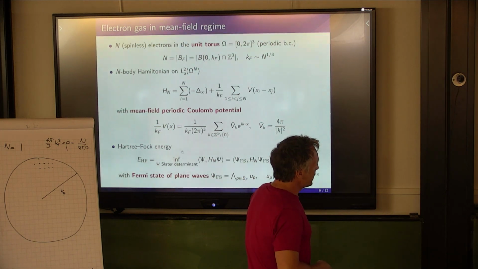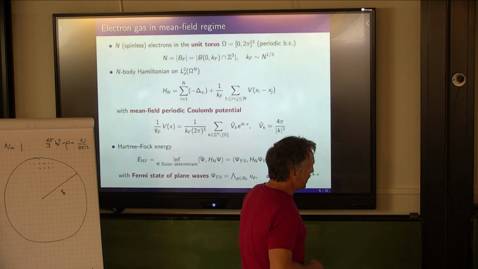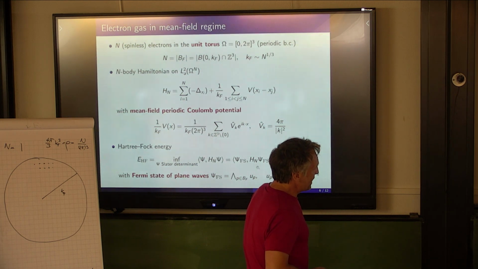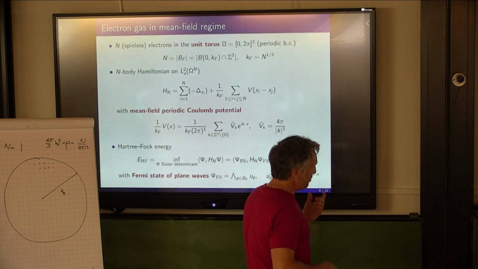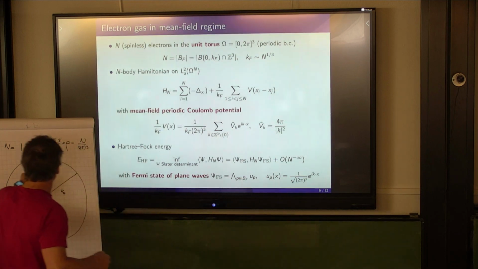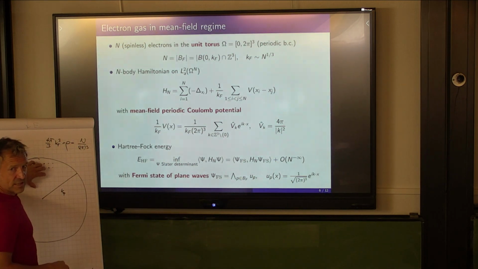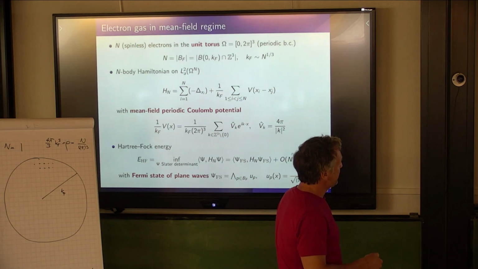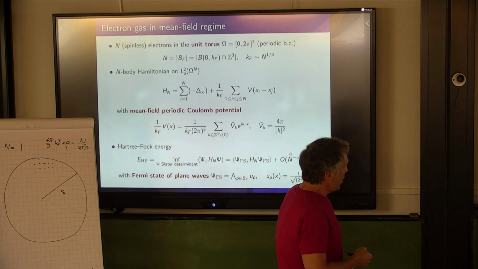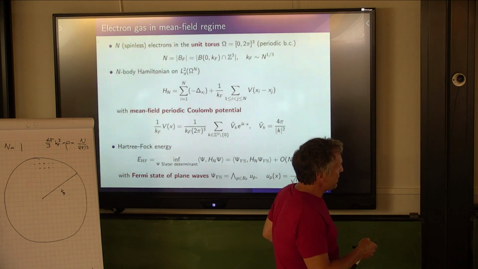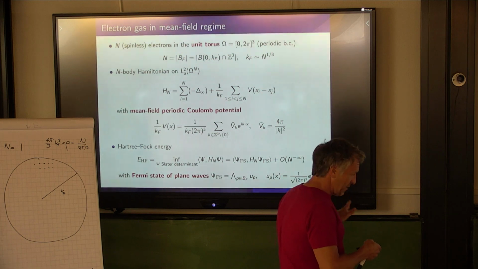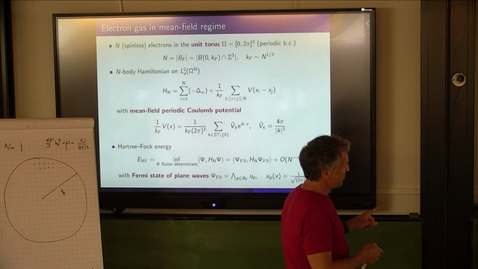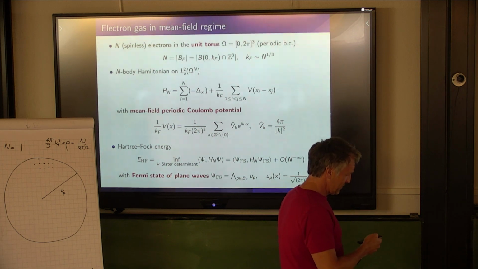Here it is just denoted that the corresponding Hartree-Fock energy is exactly again the expectation value of the free Fermi sea. So basically filling the whole ball with plane waves, taking the momenta inside the ball, plus something which is exponentially small. Okay, so this is a somewhat simplified model compared to what we had before in the full jellium.